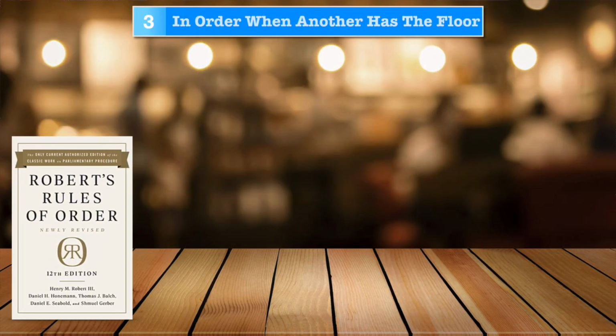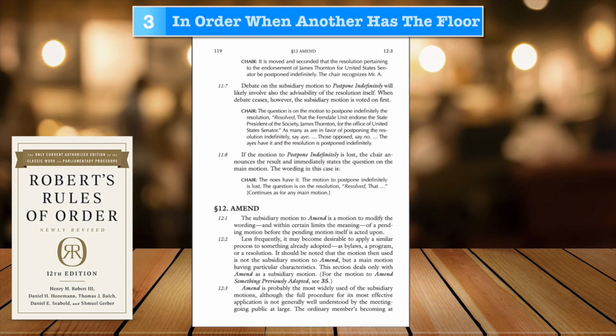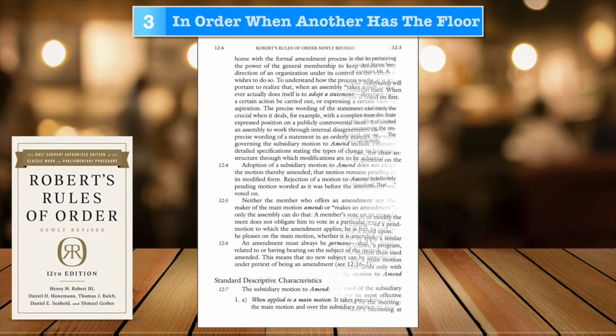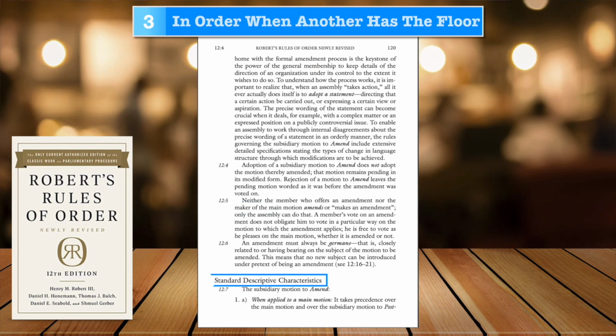So how do we know that the member can't interrupt to make the amendment? How can we verify this? Well, if we grab our copy of Robert's Rules of Order newly revised 12th edition and turn to the section on the motion to amend, which is section 12 by the way, we would flip one page to find the standard descriptive characteristics right there in paragraph 7.